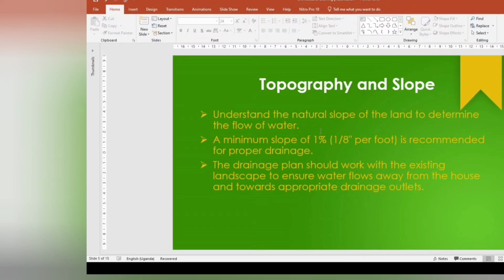A minimum slope of 1%, that's an eighth per foot, is recommended for proper drainage. The drainage plan should work with the existing landscape to ensure water flows away from the house and towards an appropriate drainage outlet.